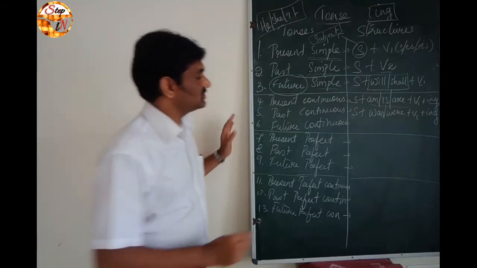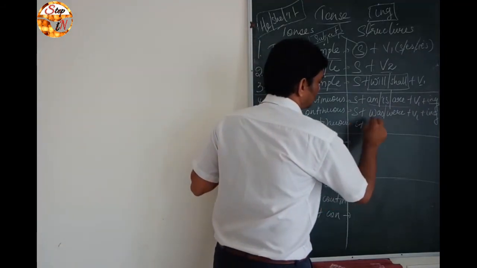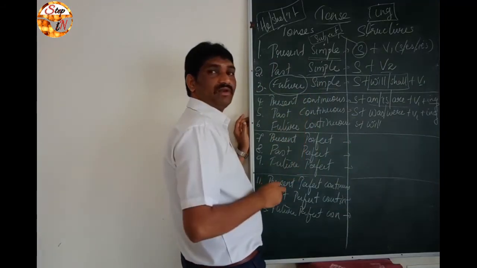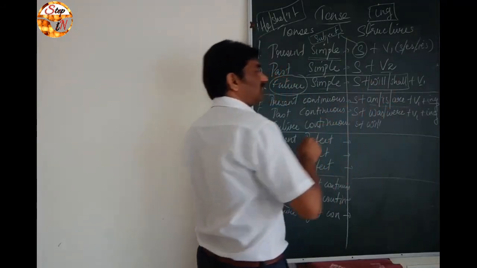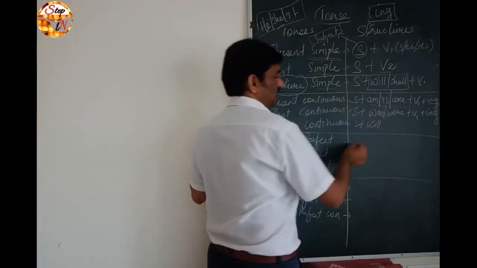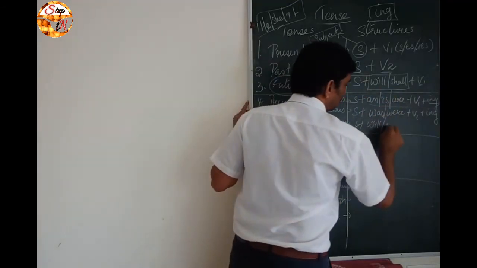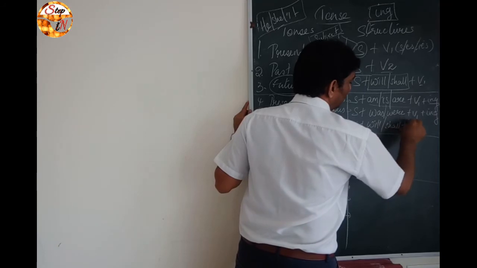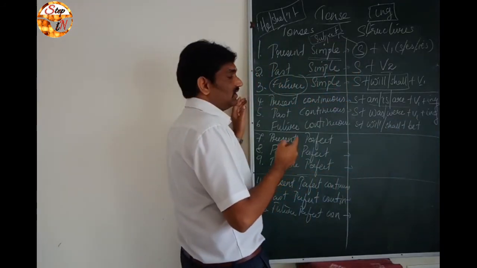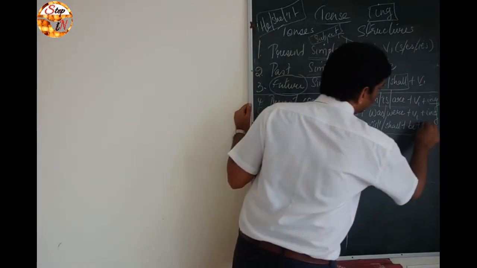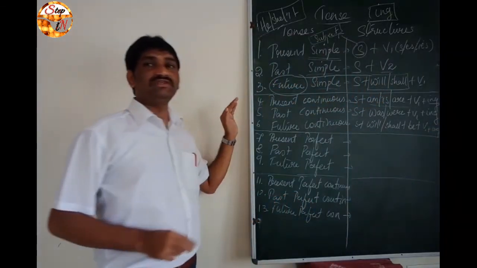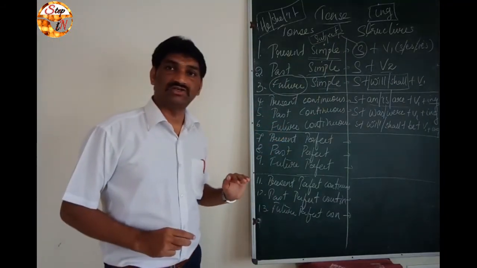And the future continuous tense: again we have subject plus, as I said previously in future simple also, wherever we have the word future, we must have will or shall. So subject plus will or shall plus the auxiliary verb be, to indicate it is in continuous tense, plus verb 1 plus ing. So this is the structure for future continuous tense.